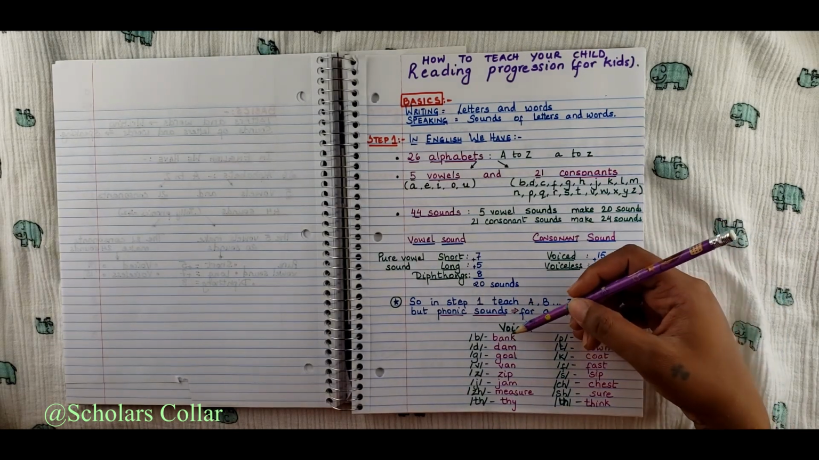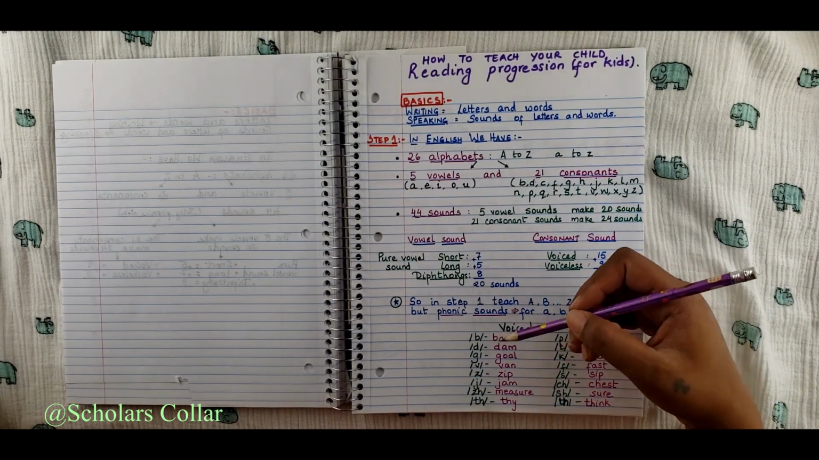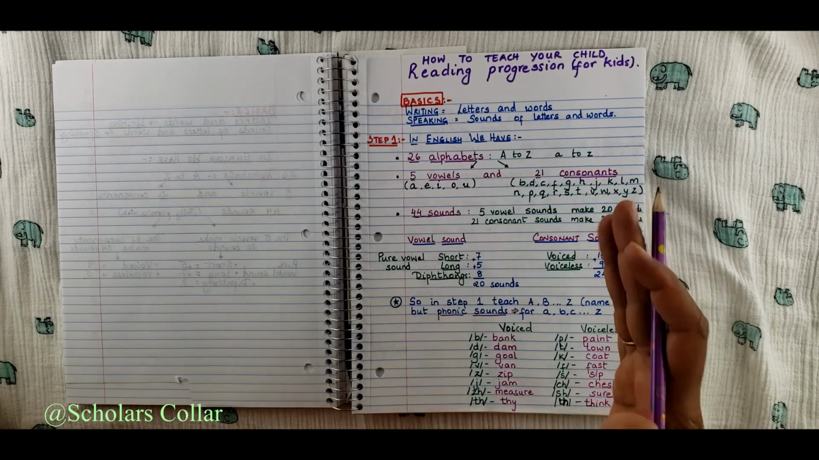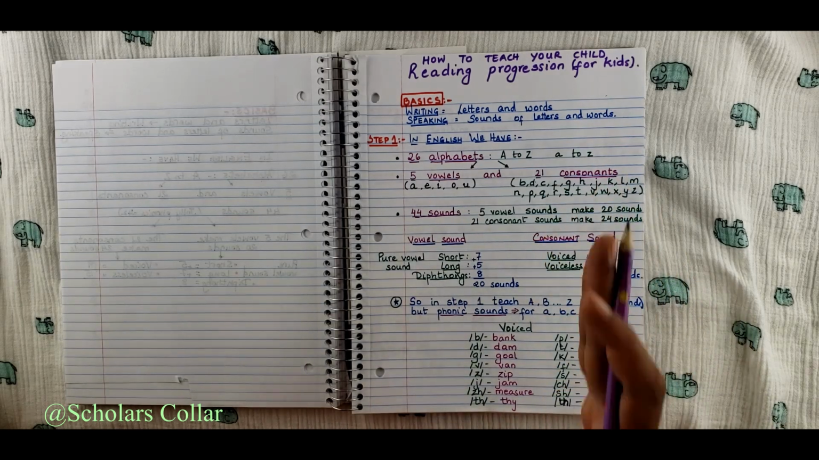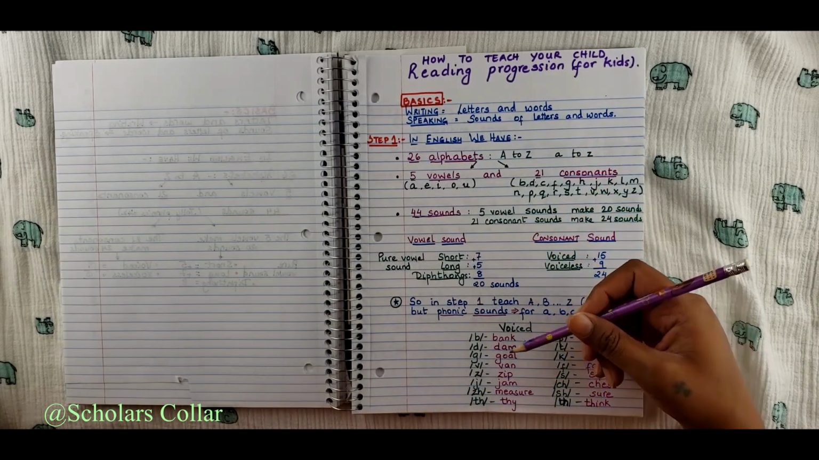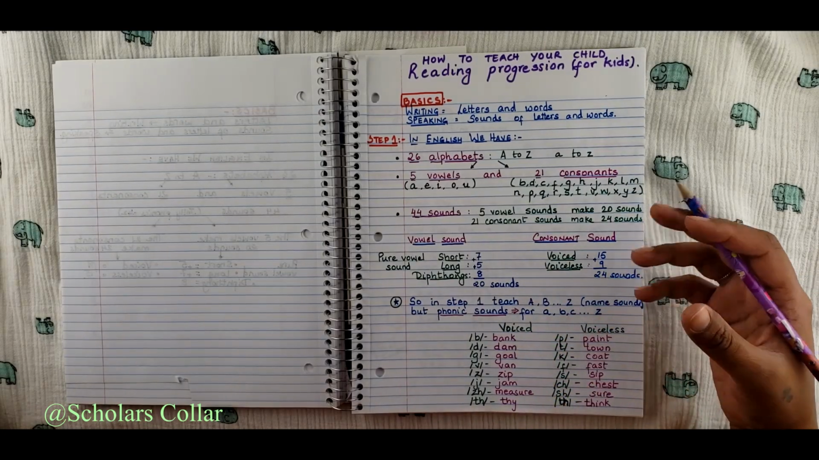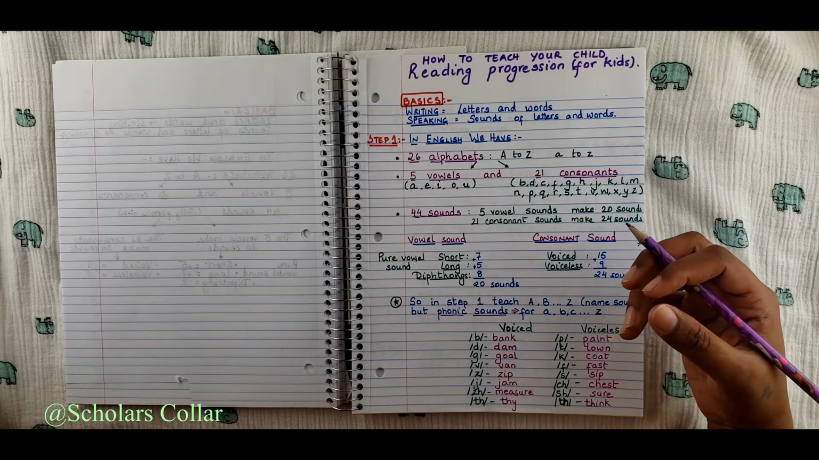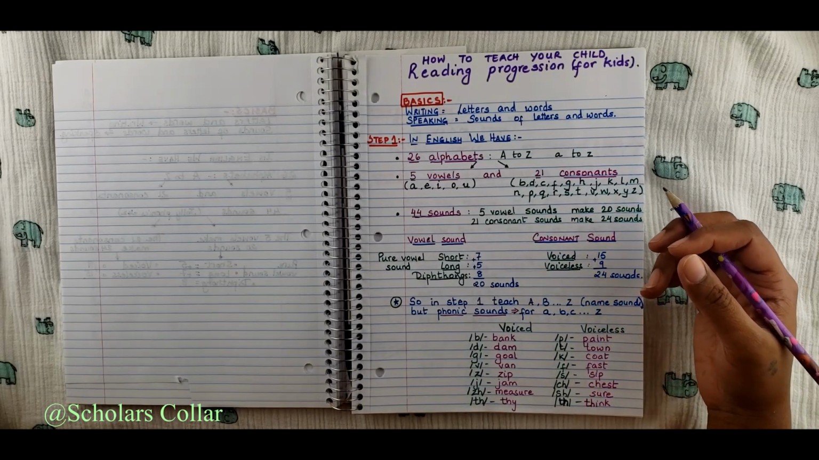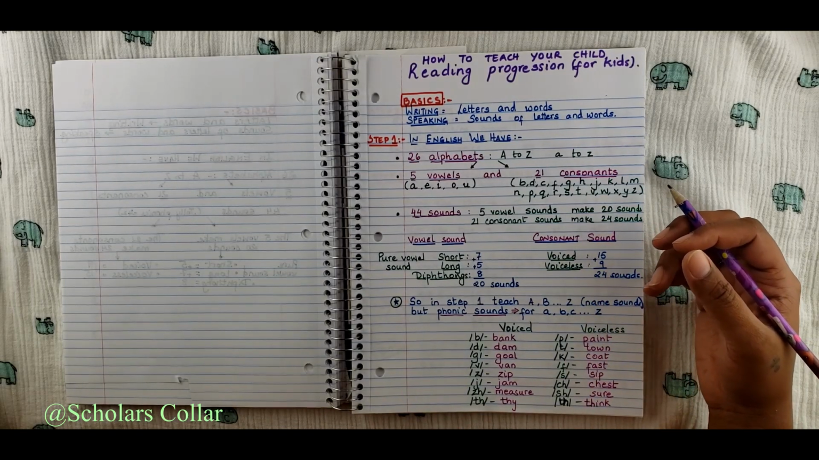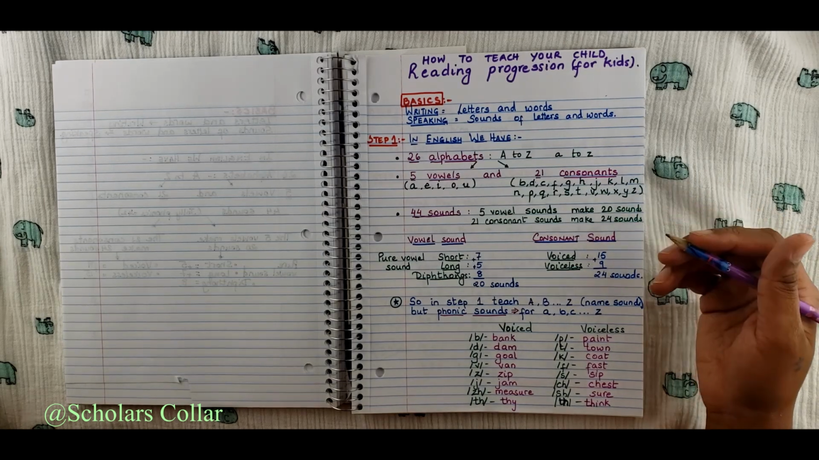Let's look at that. The voiced sounds are where you can hear the sound with a full stop. B, d, g. So bank, dam, goal, van, zip. Voiceless ones are the sounds that you can actually hear with the breath. P, t, k, f, even l, s, ch.